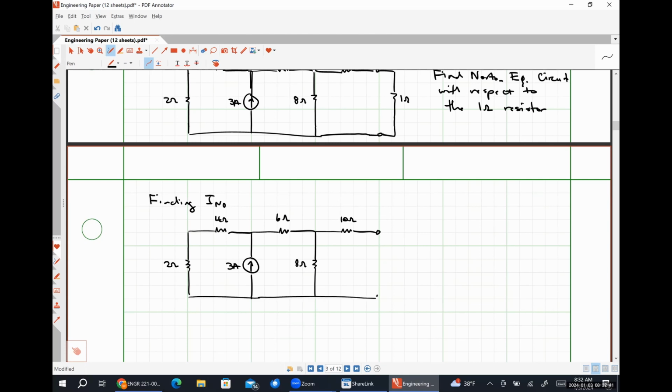So here's our circuit with the 1 ohm resistor taken out. Now we are going to short circuit those terminals, and we are going to find current flowing through the short. That will be our Norton current by definition. So how do we want to find this short circuit current?